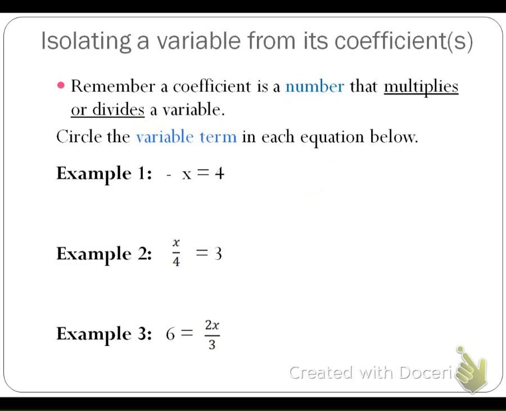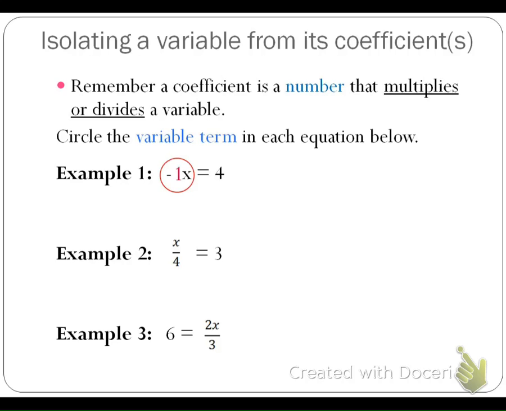Isolating variables from coefficients is a little bit different. Remember that a coefficient is a number that multiplies or divides a variable. In the examples below, circle the variable term in each of the equations. So in example 1, you see the variable of x, but a variable term has a coefficient with it. What's the coefficient of that x? Well, I see a negative sign, but negative what? Negative 1. There's that invisible 1. If you don't see a coefficient in front of a variable, remember that it is 1. But coefficients always have signs to them. In this case, that negative went with that 1.